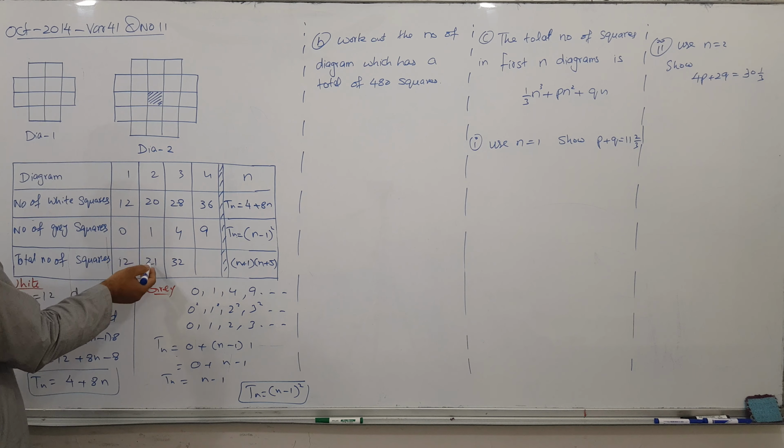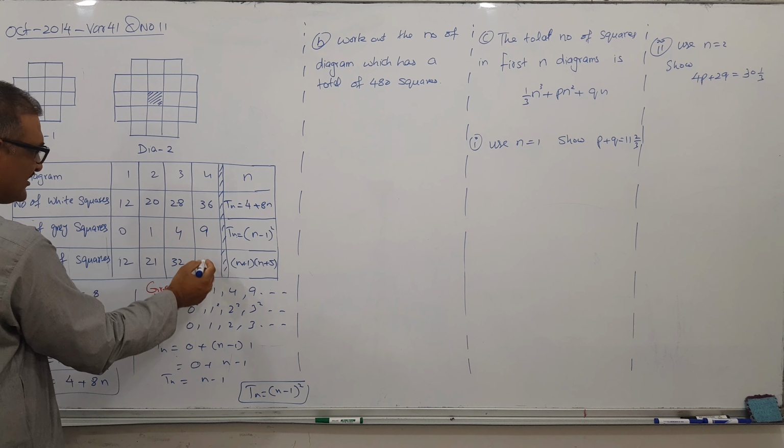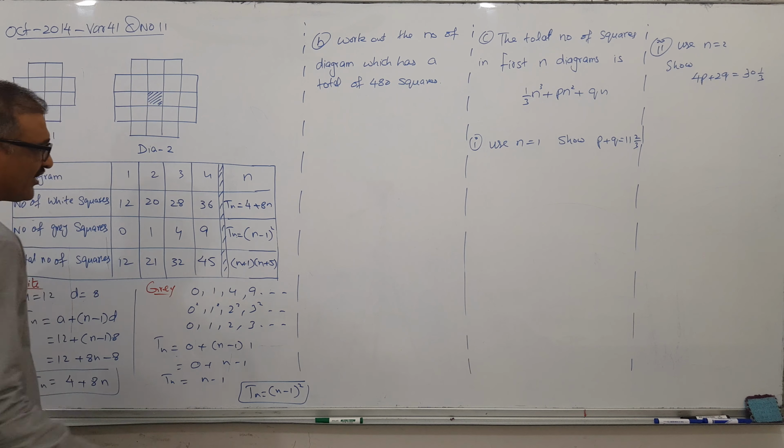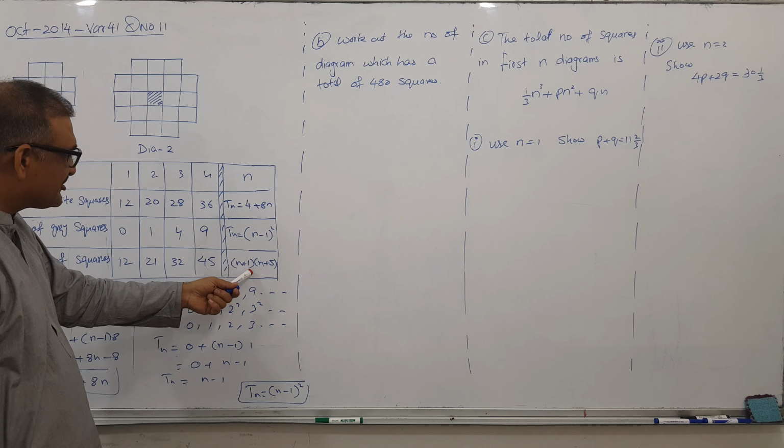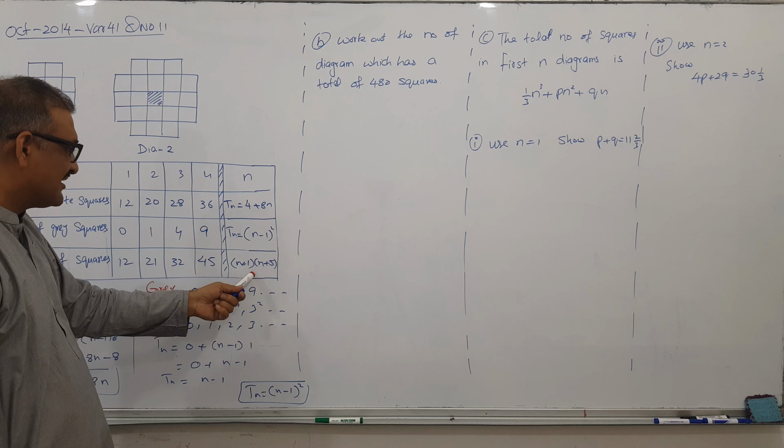And this is just adding them. So 20 plus 1 is 21, and 24 plus 32, if you add them, becomes 45. You can even check it: if you add them, you must get the same answer.